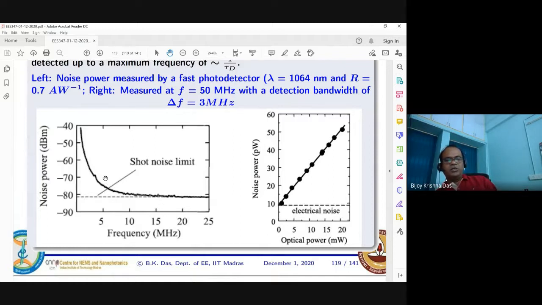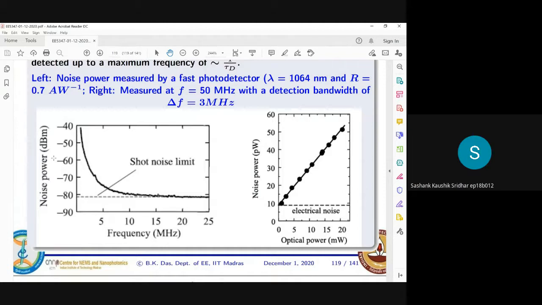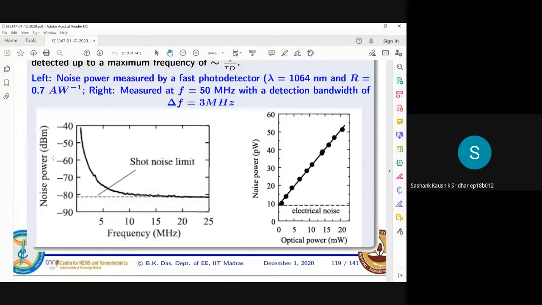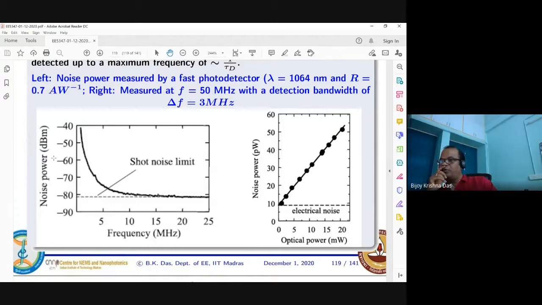Now this is in dBm. You know what is dBm, right? How to calculate dBm? Have you seen dBm? 20 log power. 20 times log of the power.